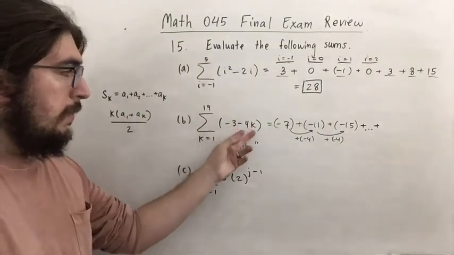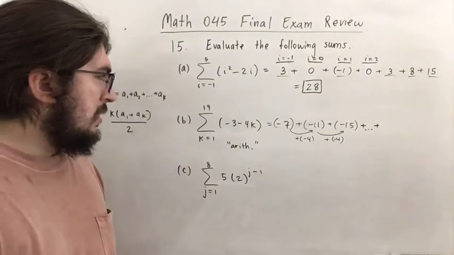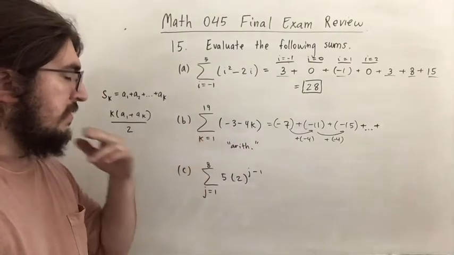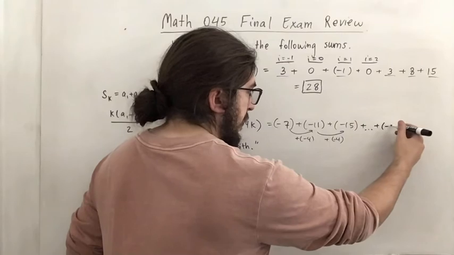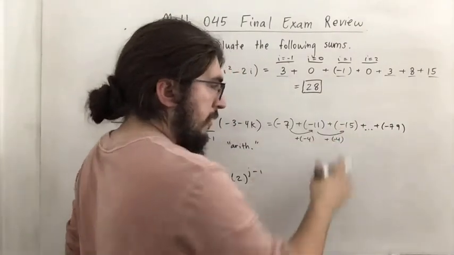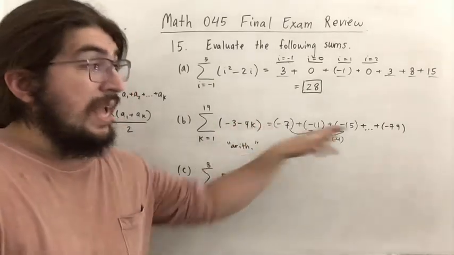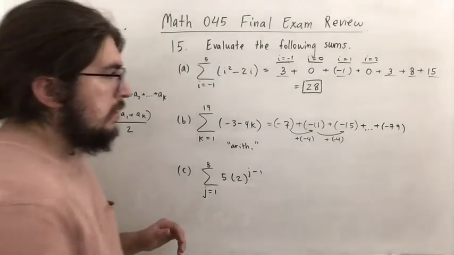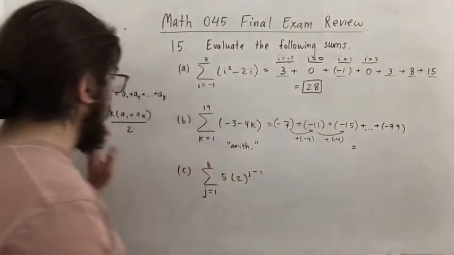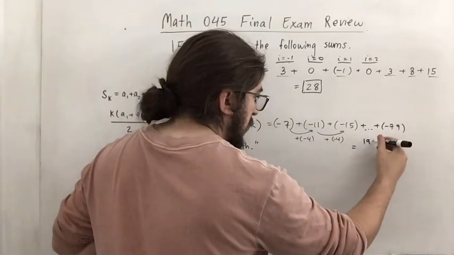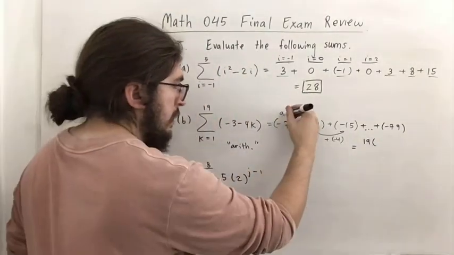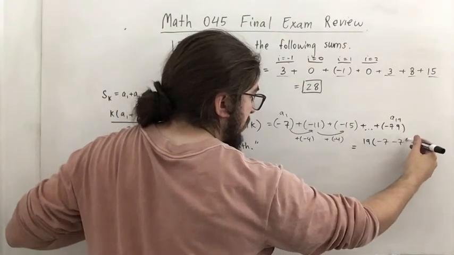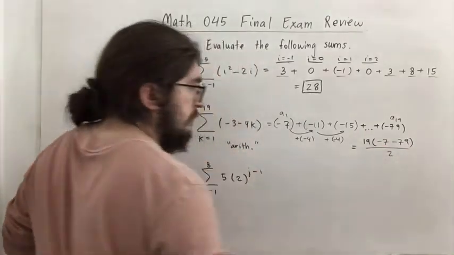So negative 3 minus 4 times 19. 4 times 19, that's going to be, let's see, double 19 is 38, double that is going to be 76. So it's negative 3 minus 76, it's going to be negative 79. So if you subtract 4 a total of 19 times, you'll get this. Well, I guess you're doing it 18 times, but you know what I mean. So this result should be, according to the formula, k, which is 19, times a1, which is this guy, plus a19, which is this guy. So it's negative 7 plus negative 79, all over 2.